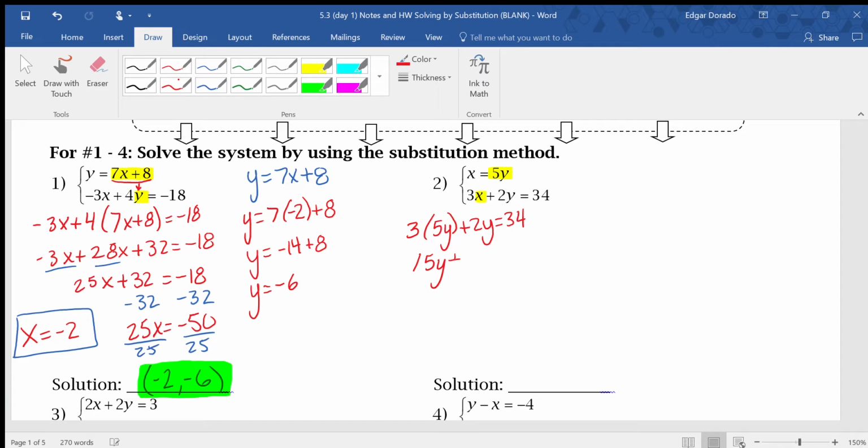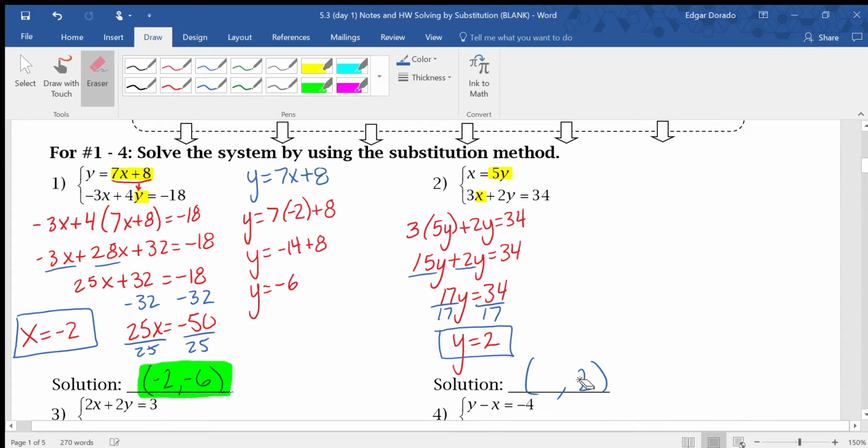So this is 15y plus 2y equals 34. These two are like terms. I can combine those to get 17y equals 34. Final step here is to divide by 17. So we have y equals 2. Okay. Now, that was our y, so be careful where you place it in your solution. That goes there. Whoops, not negative 2. Sorry about that. Just a positive 2.